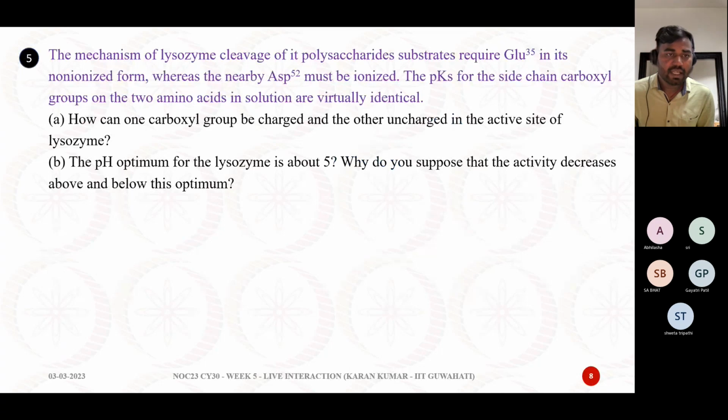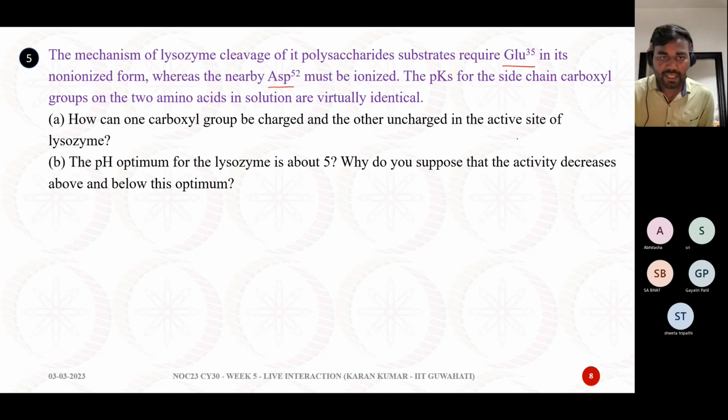Now the next question is the mechanism of lysozyme cleavage. Ma'am has discussed the lysozyme catalytic mechanism, right? In the lysozyme catalytic mechanism, you will find two amino acid residues that play an important role in catalytic activity, which are glutamic acid 35 and aspartic acid 52. Here the superscript denotes at which position the amino acid is present.